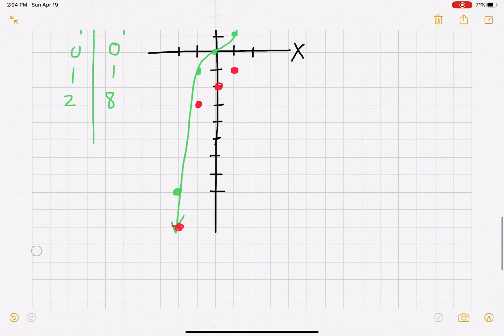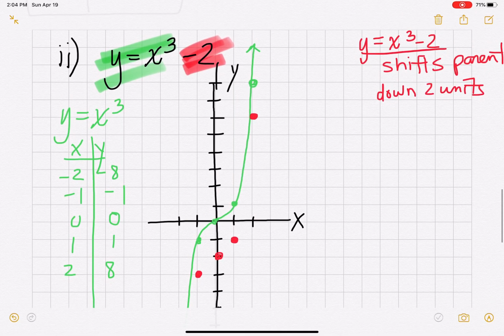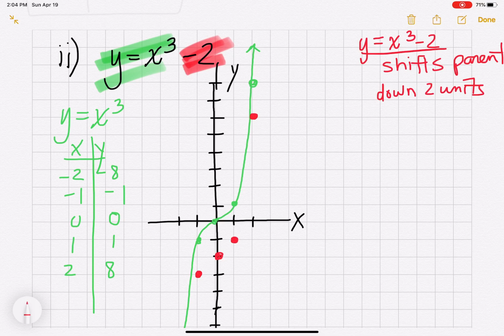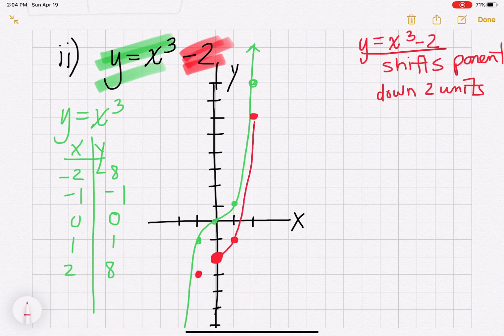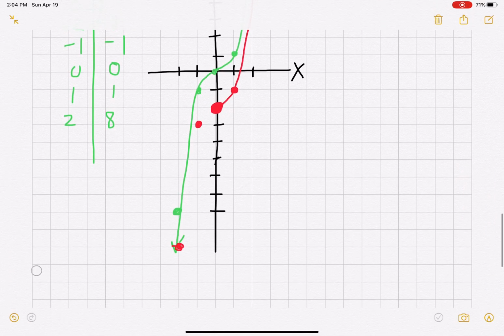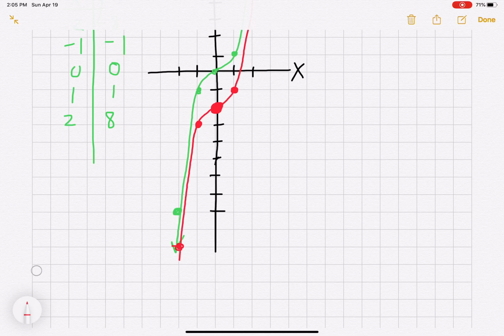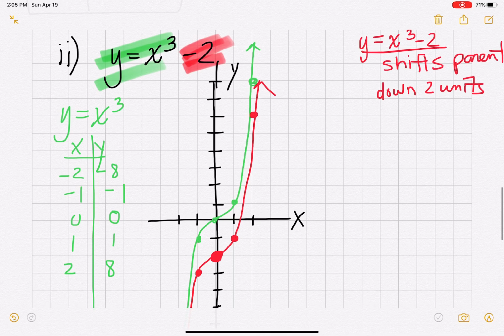If I connect these points appropriately, so thinking about where this central point is, this is actually called the inflection point. It's going to curl upwards here. And below that inflection point, it's at the center. It's going to curl downwards. So there it is. That is y equals x cubed minus 2.